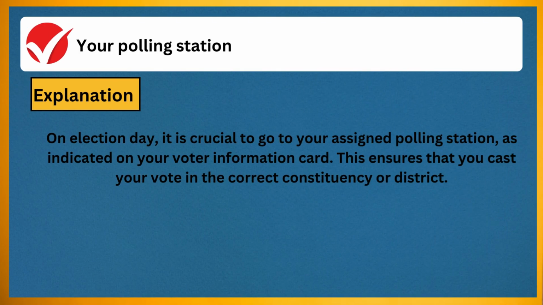The correct answer is your polling station. Explanation: on Election Day, it is crucial to go to your assigned polling station as indicated on your voter information card. This ensures that you cast your vote in the correct constituency or district.